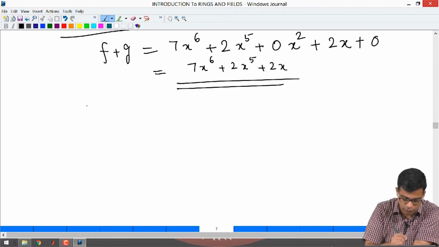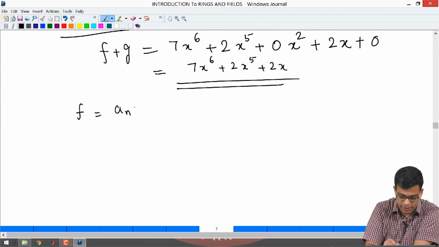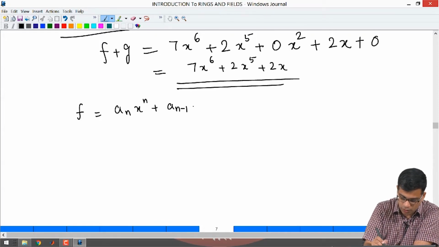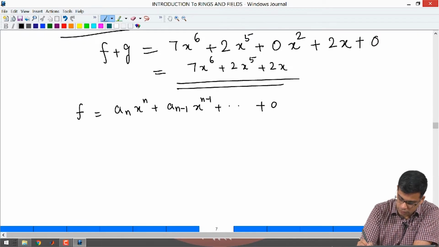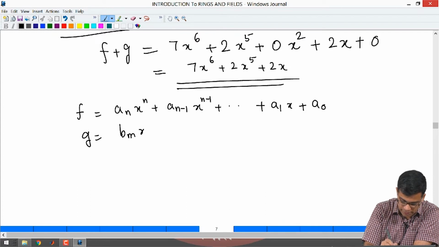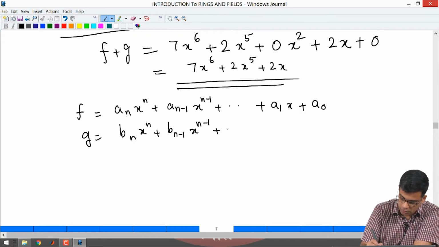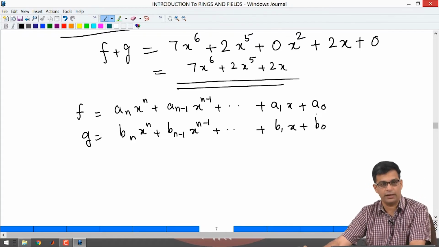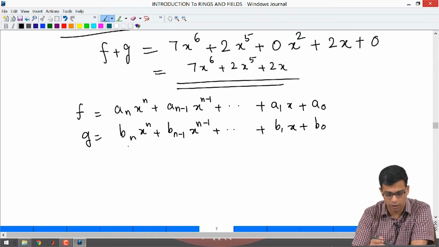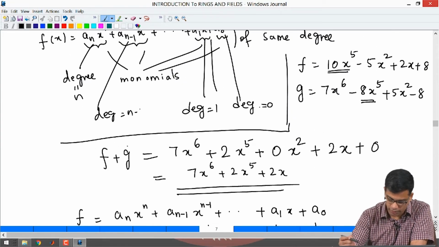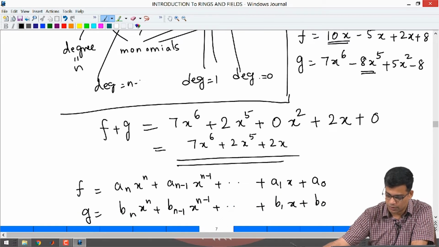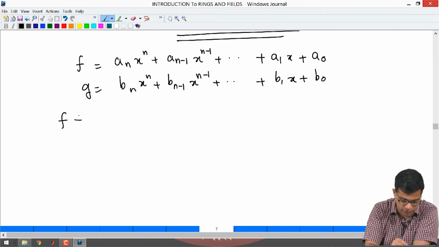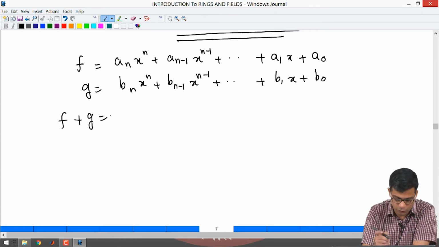So, we can formally write the definition as, let us say f is a_n x^n plus a_{n-1} x^{n-1} and so on, plus a_1 x plus a_0, g is let us say b_n x^n plus b_{n-1} x^{n-1} and so on, plus b_1 x plus b_0. And in order to write the same n here, I am allowing a_n or b_n to be 0. So, here of course, if I write like this, f will be 0 times x^6 as the first term. So, a_n or b_n can be 0. So, then f plus g, one of them will be 0 maybe, not both of them of course.